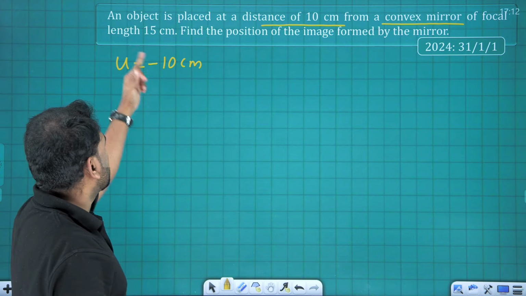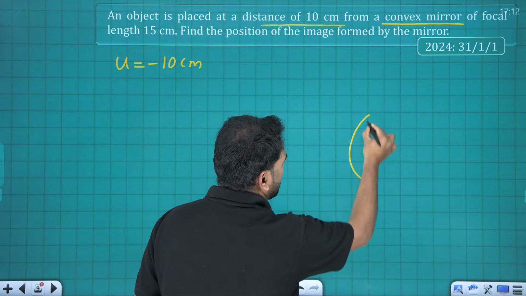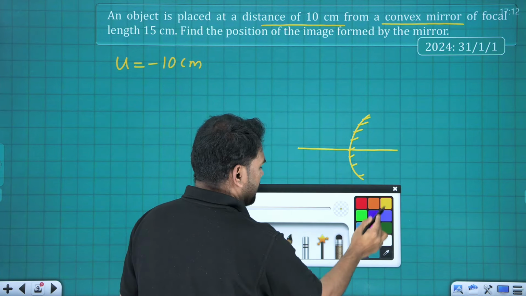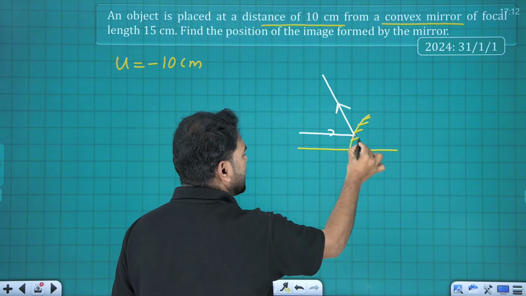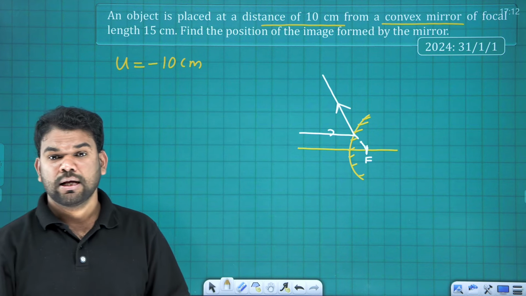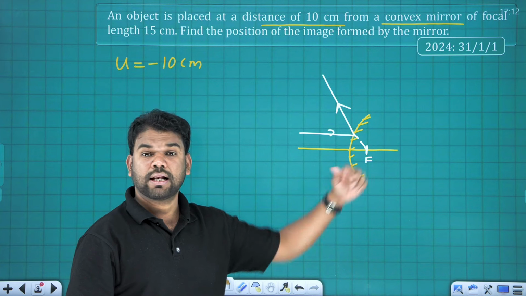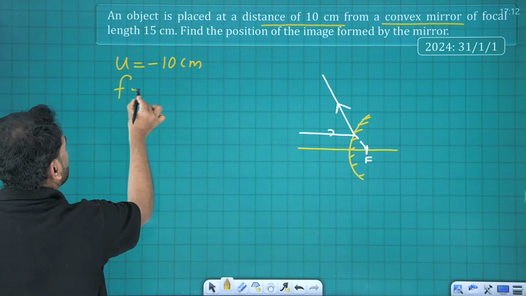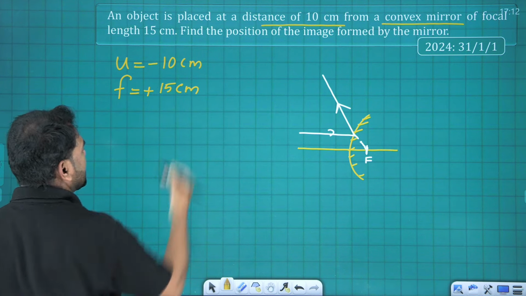Then the focal length is given as 15 centimeter. You know that for a convex mirror, it looks like this. This is our convex mirror. When a ray comes parallel to the principal axis, you can see that it is a diverging mirror. After reflection, it diverges from a particular point, and that point is known as the principal focus. So the focus is on the right side of the mirror, and as per sign convention, the focal length is positive. So here the focal length given for the convex mirror is 15 centimeter, and as per sign convention it is plus 15 centimeter.